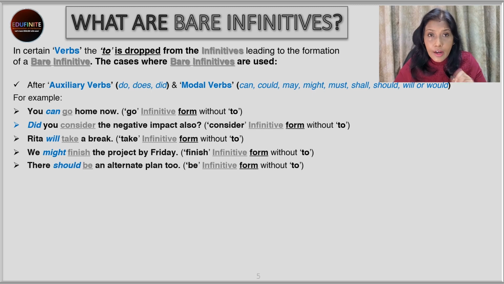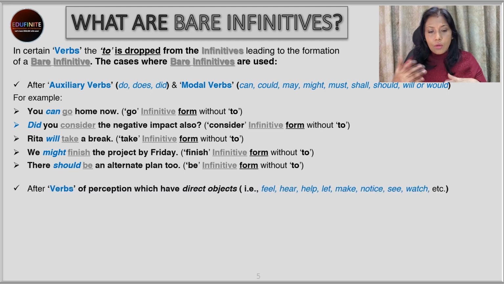Next, there should be an alternate plan too. So again, modal verb, we have dropped the to. So here, it's not to be, it's only be. So it's be, infinitive form without to. So that's the bare infinitive.